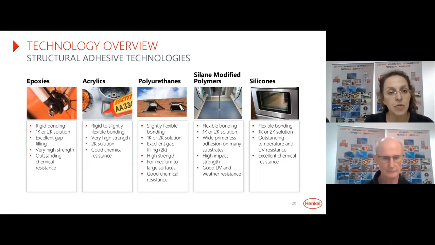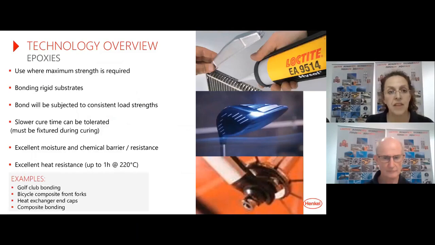And we're going to go through these technologies individually, and then you'll understand why you would use one rather than another. So we start with epoxies, and epoxies are used for bonding rigid substrates. And this is where maximum strength is required and flexibility isn't really needed. So at the top, we've got an example of where we bonded the end caps of a heat exchanger on. In the middle, we've got the example of a golf club.